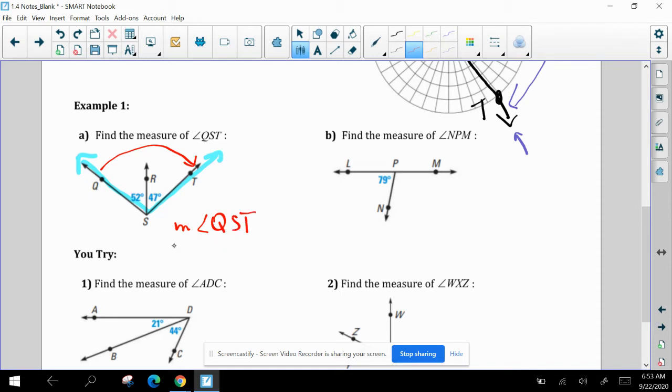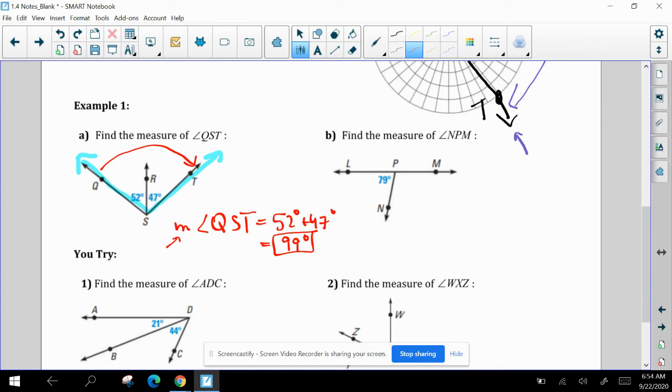Notice I have this little letter m that shows up if I'm talking about the degree measure. And I have to add the 42 degrees and the 47 degrees. Together, let's see, what do they give us? They're going to give us 89 degrees. Oh, I'm going to do 52 degrees. It's too early. So 52 degrees, which would make it 99 degrees. So there you go. That is the measure of that angle.